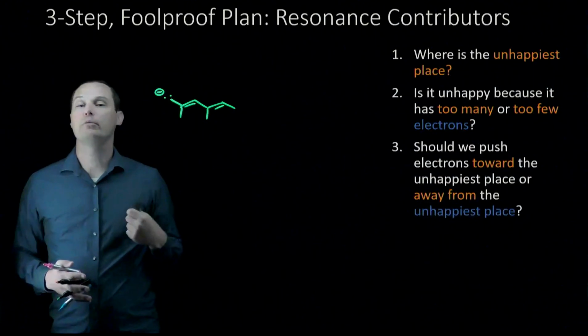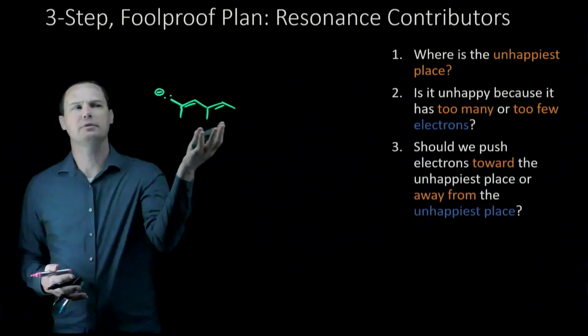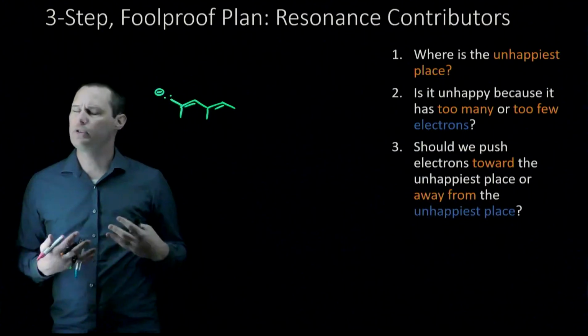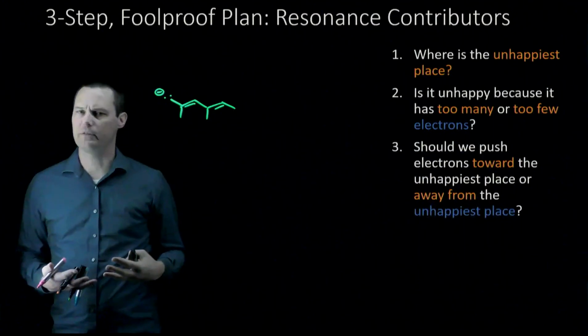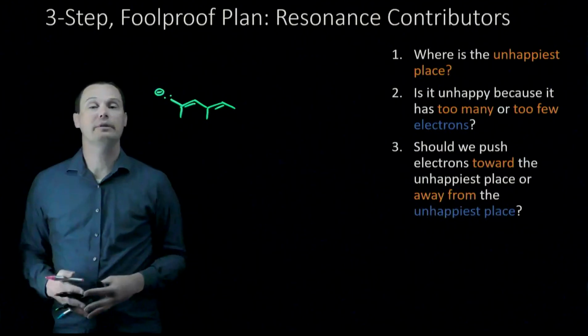Third, do we want to move electrons towards or away from that unhappiest place? Well, if the negative charge was unhappy because it had too many electrons, then we shouldn't push any more electrons toward that negative charge. We want to push electrons away from that negative charge. That's it. These are the 3-step foolproof plan for figuring out resonance contributors.